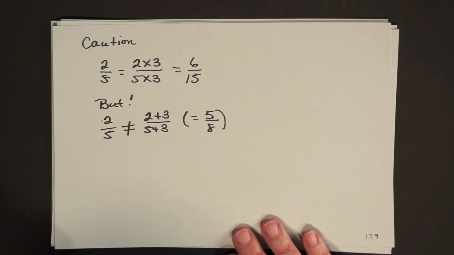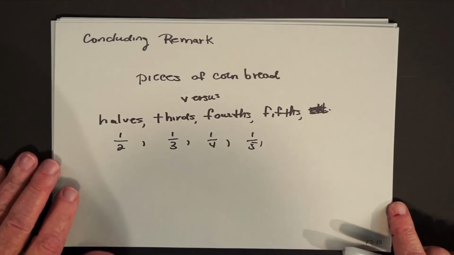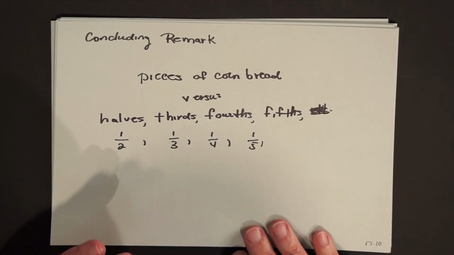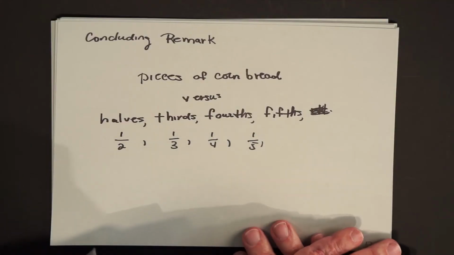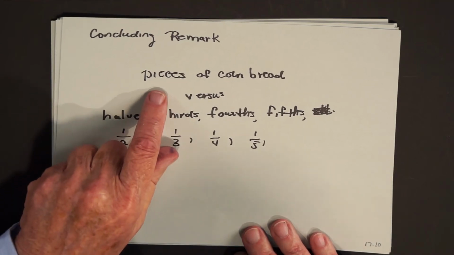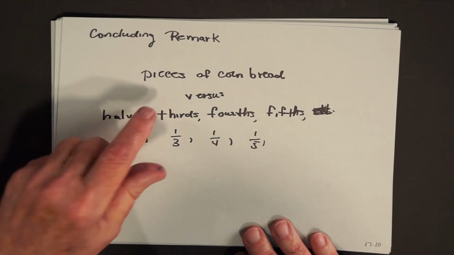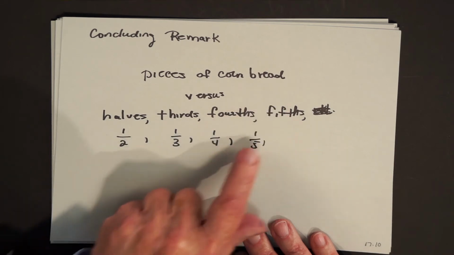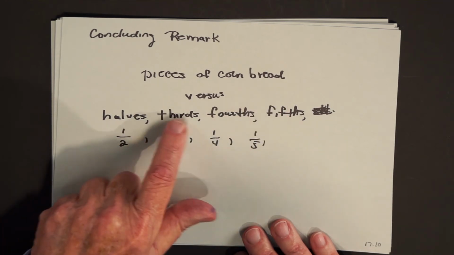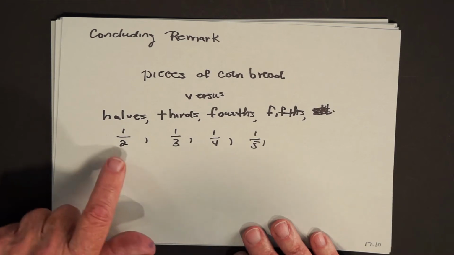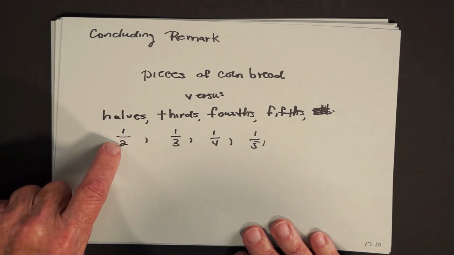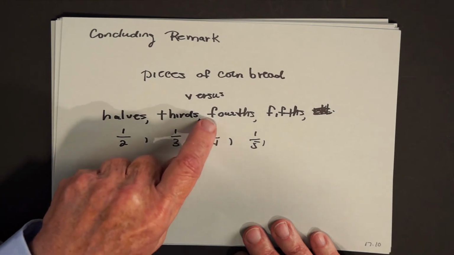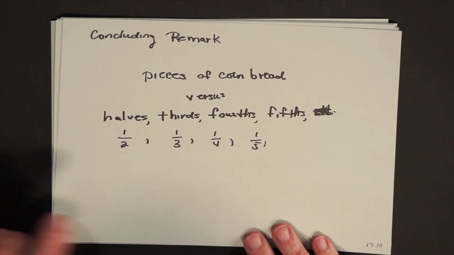And again, for a concluding remark here, notice again psychologically why I like to start with pieces of the cornbread, then wean the students away from that into fractions, because look at how much more colloquial it sounds to talk about pieces of the cornbread as opposed to saying halves, thirds, fourths, and fifths. In other words, I can say the piece you get if you slice it into 2 pieces of equal size, 3 pieces of equal size, 4 pieces of equal size, etc.